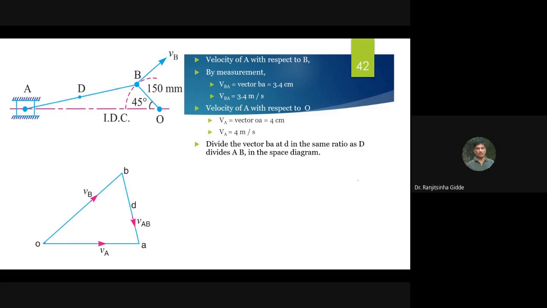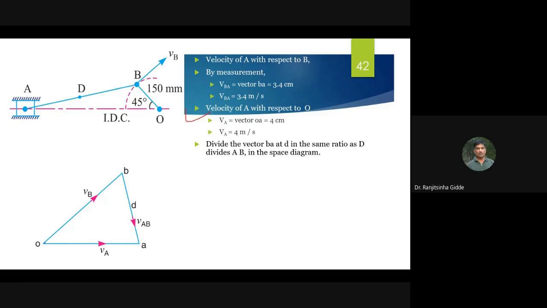3.5. Okay, done. Then you can write the answer as per your value. Omkar has got 3.5. Then VBA is equal to 3.4 meter per second. So whatever value I got, or as per the book, that I have written. Okay. Next.